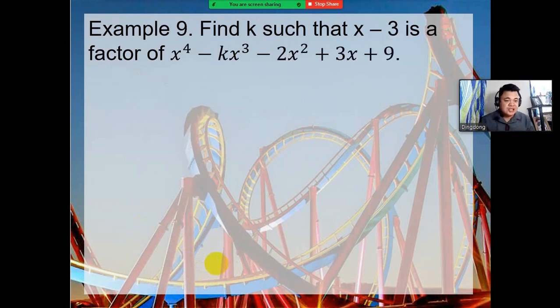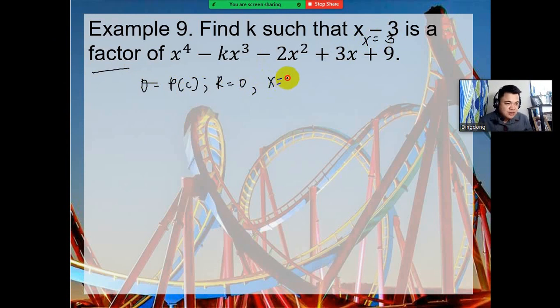Next, let's have the last example. Same as the previous. Find k such that x minus 3 is a factor of x raised to the fourth minus kx cubed minus 2x squared plus 3x plus 9. So the value of x that we are going to use here is x equals positive 3. Now, we have the statement 0 equals p of c. The value of r is automatically 0 because we are assuming that x minus 3 is a factor, and x equals 3, and we are solving for k.